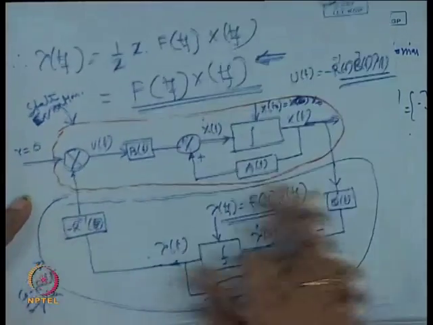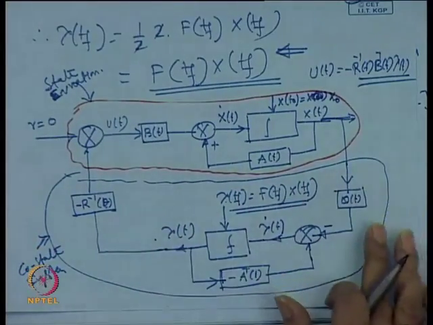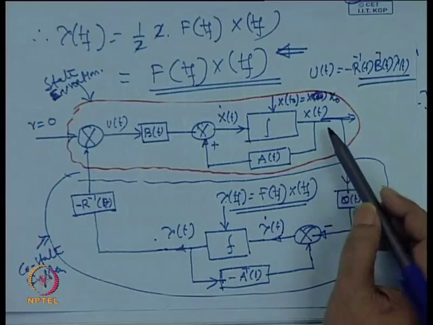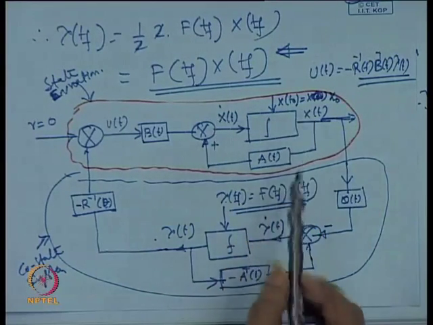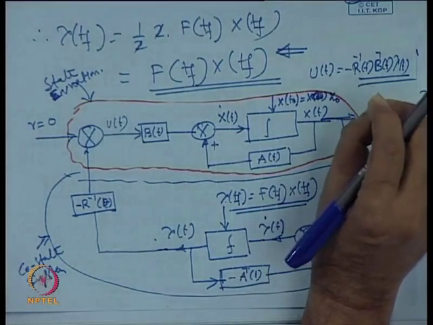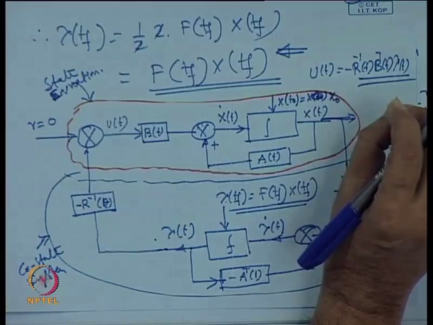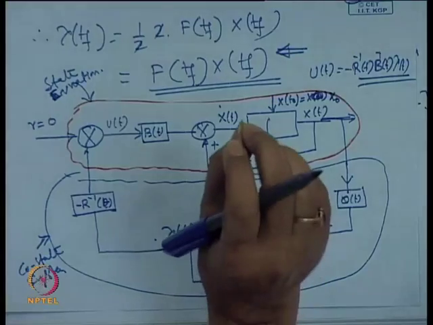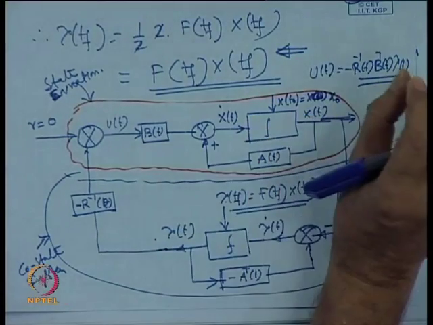If this initial condition is changed, we have to solve this again. Now, what is this one? How will you get it? x(t_f) is known, where we want to keep our final state. Because I told you, at t equal to t_f, it is specified.